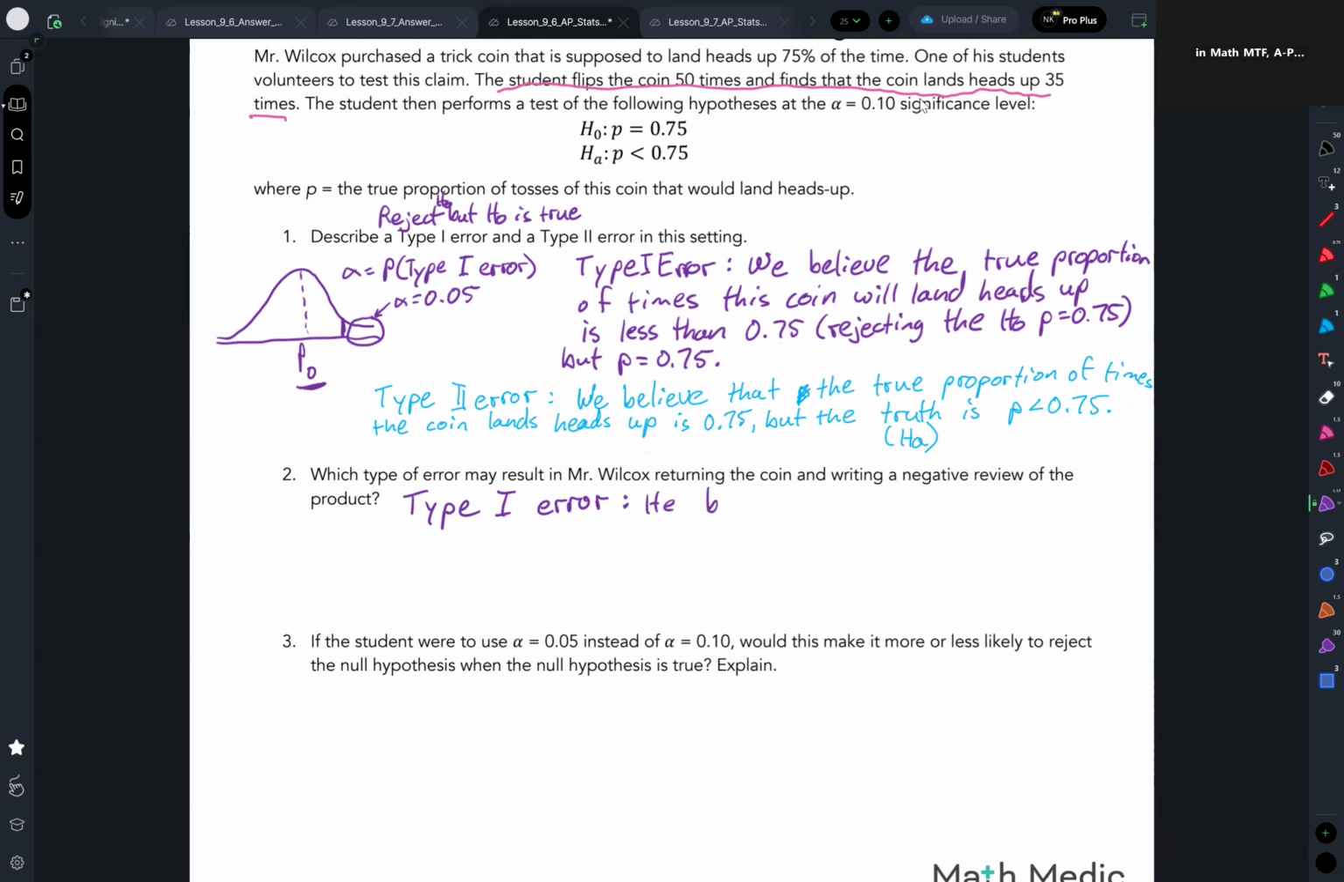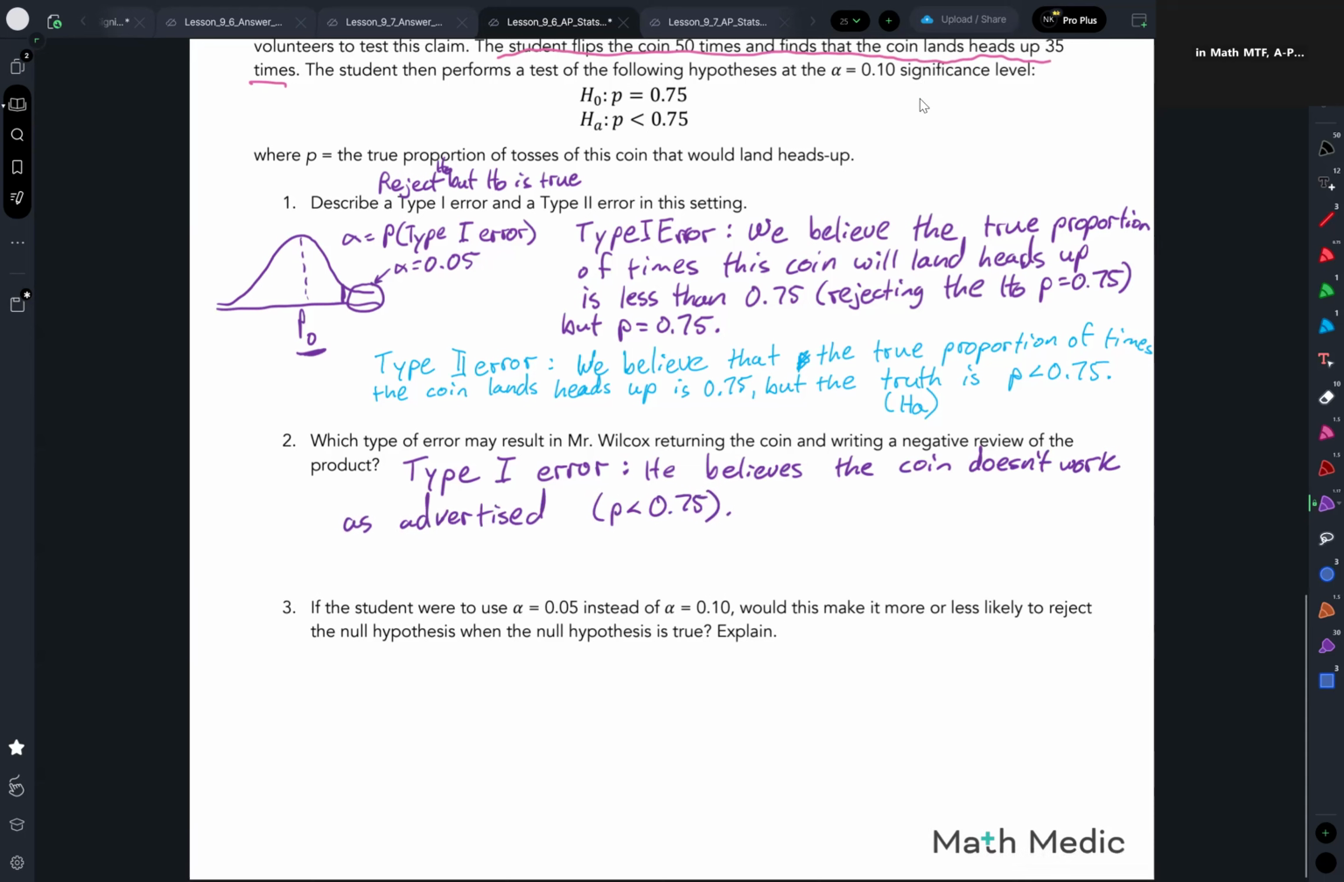He believes the coin doesn't work as advertised. P is less than 0.75. All right, there we go. If, hold on one second, let me check something.